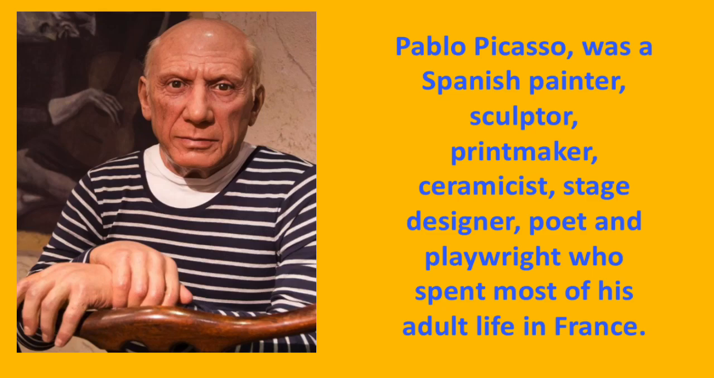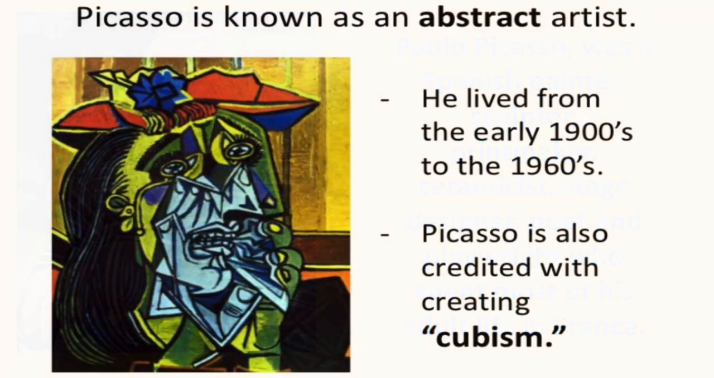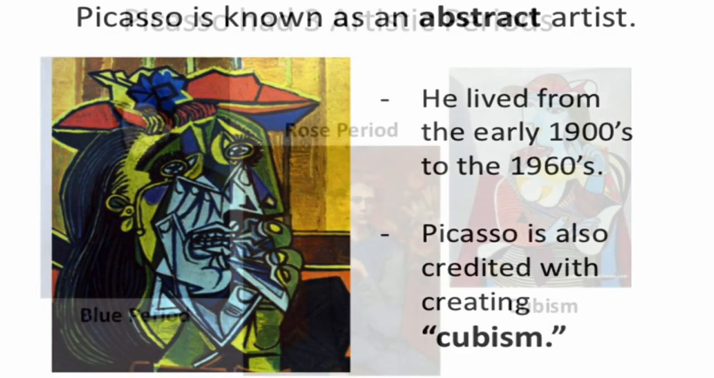Hi guys, today we're going to be learning about an artist called Pablo Picasso. He was a Spanish painter and he lived from the early 1900s to the 1960s. He's also credited with creating an art movement called Cubism.